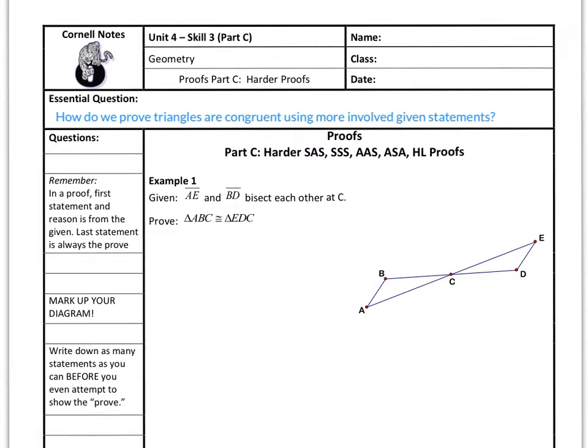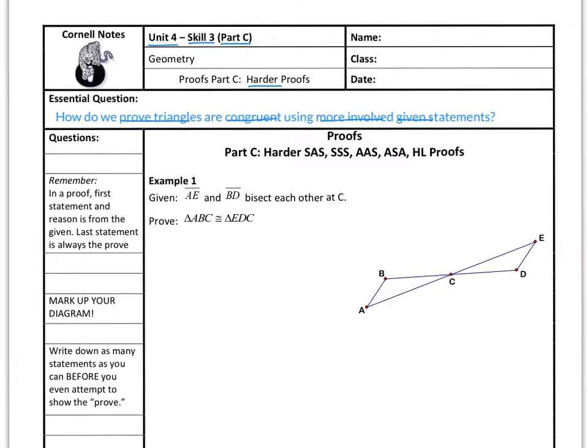This video will cover Unit 4, Skill 3, Part C. So we're going to do a little bit harder proofs in this video. Go ahead and take a moment to pause the video, write down your essential question. How do we prove triangles are congruent using more involved given statements, or more complicated? So take a moment and write that down.